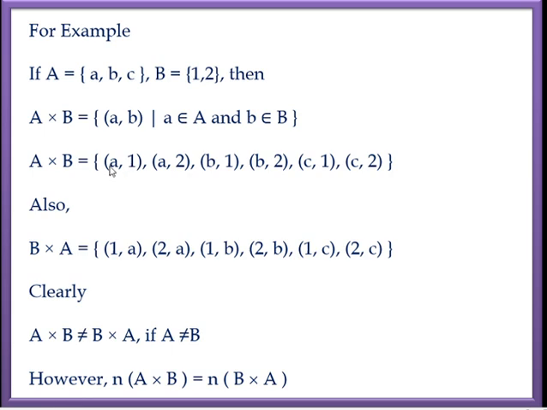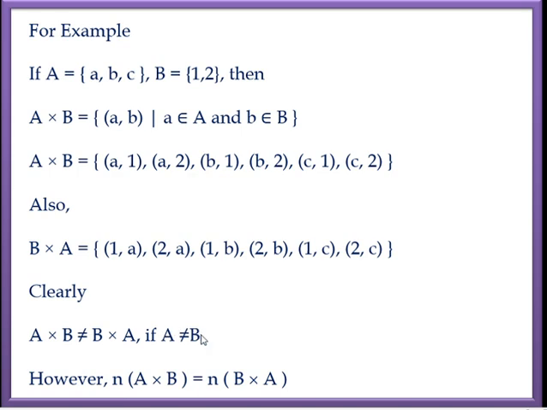Don't write (1,a). You can write (a,2) before (a,1), that is allowed because the order of the pairs is immaterial. But here the order within a pair matters. What will be B cross A? It will be (1,a), (2,a), (1,b), (2,b), (1,c), (2,c). Clearly, A cross B is not B cross A.